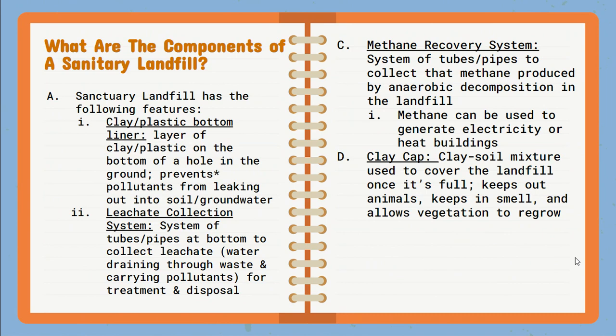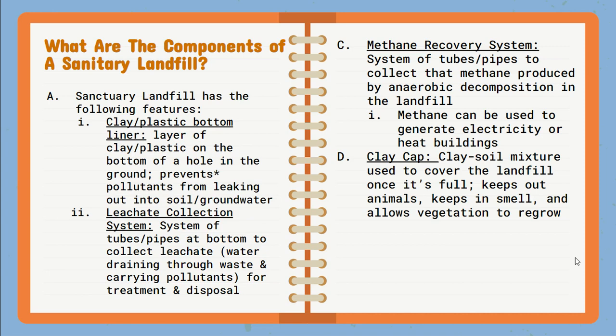You'll also find that they will have a system of tubes or pipes. Those are going to be built to collect any leachate. So remember, leachate's going to be collections of liquids that contain high levels of pollutants that stem from the solid waste. We can also have a system of tubes and pipes.